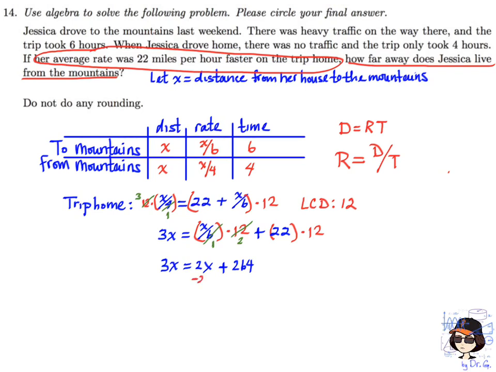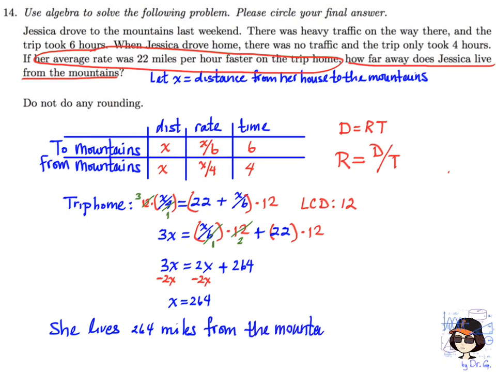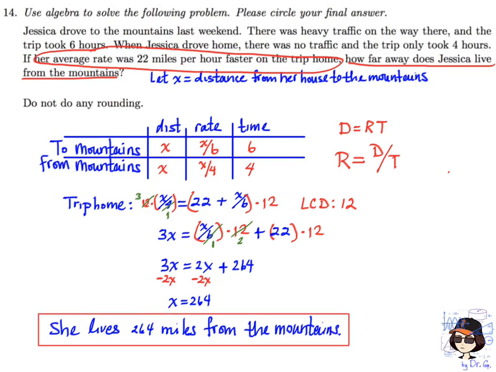Now all I have to do is subtract 2x, and I'm left with x equals 264. And I'm not going to circle that as my answer. I'm going to write my answer. She lives 264 miles from the mountains. And circle it. Boom. Okay.